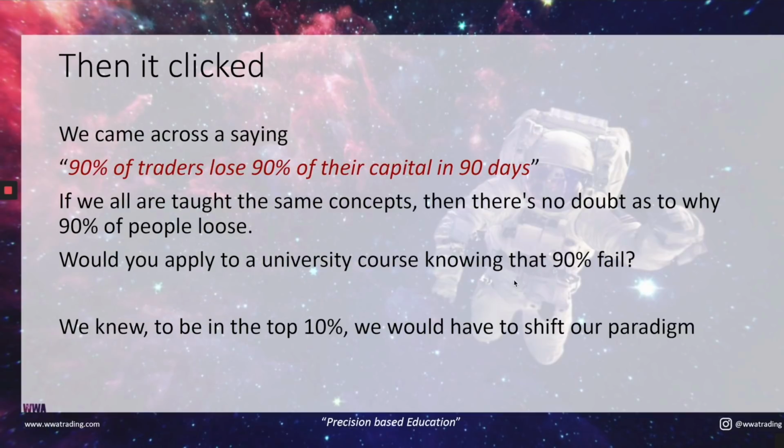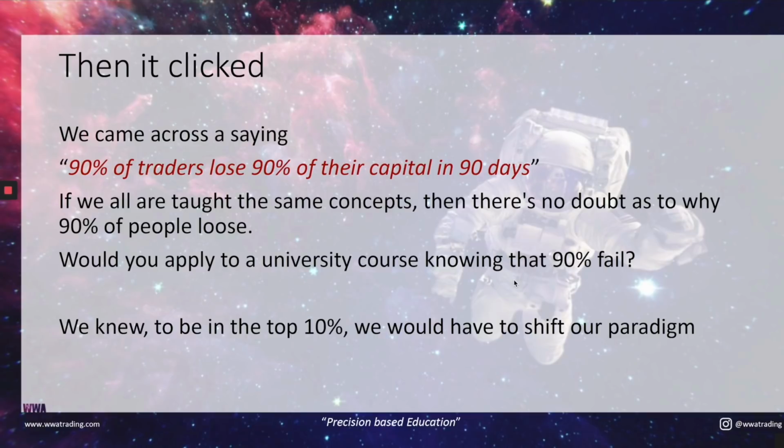But then it clicked. We came across the saying, 90% of traders lose 90% of their capital in 90 days. And if we think about that, if we are all taught the same concepts and we are all buying the same courses and we are all trying to implement the same strategies and 90% of those people fail, maybe that is where the problem lies. If we are all utilizing the same flawed concepts that are based on probability and chance, that is why 90% of traders fail. Think of it like this. Would you apply to a university course knowing 90% of people fail?